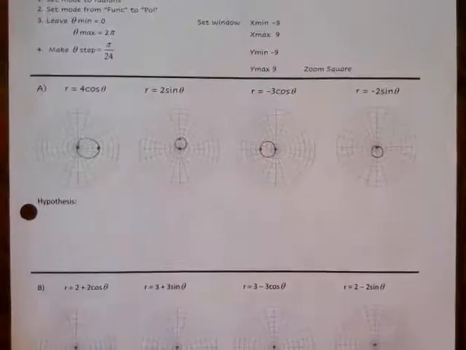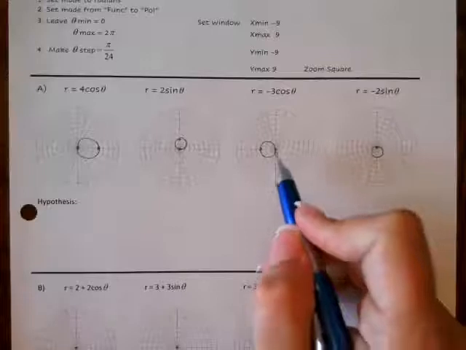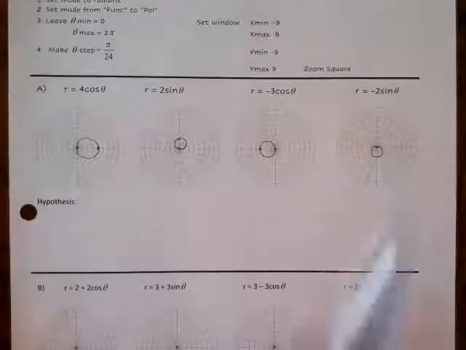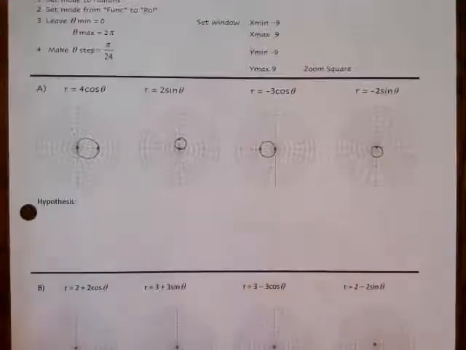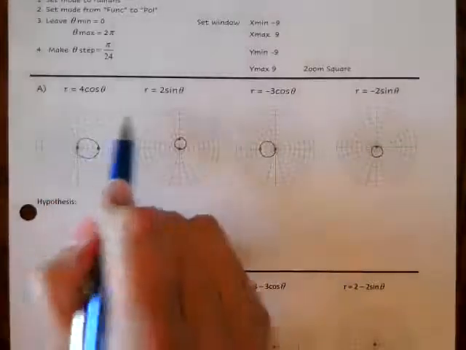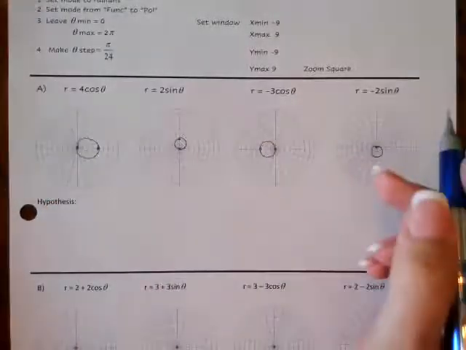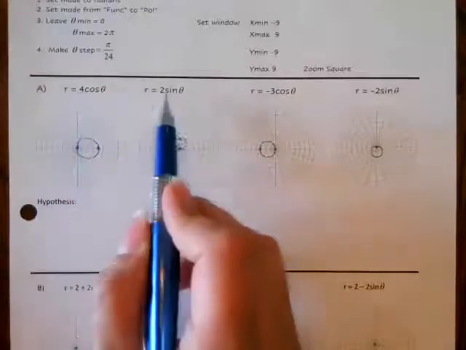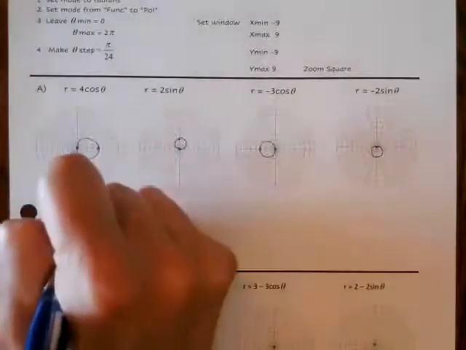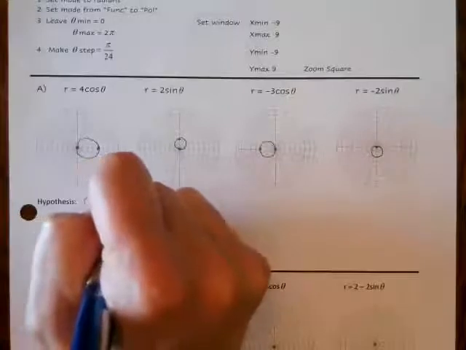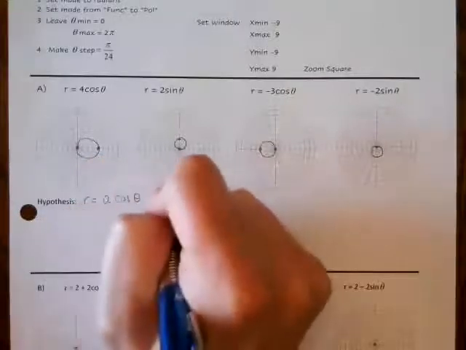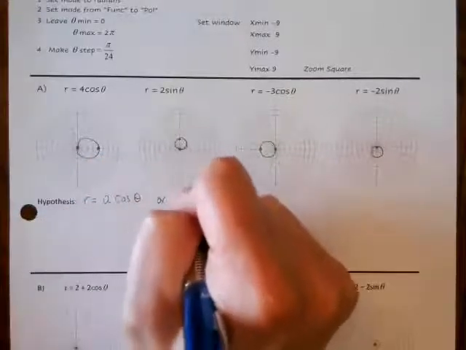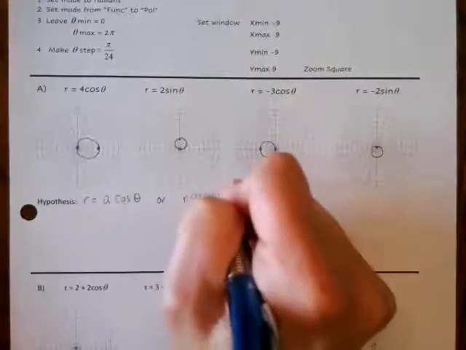All right, so hopefully you guessed something like this. We got a circle here and a circle here. When you're doing this, it says for the hypothesis here, what conjectures can we make from what we're looking at? Well, if we look at these graphs, every single one of them is a number and then cosine of theta or sine of theta. So we're going to label that as r equals a cosine theta, or r equals a sine theta.